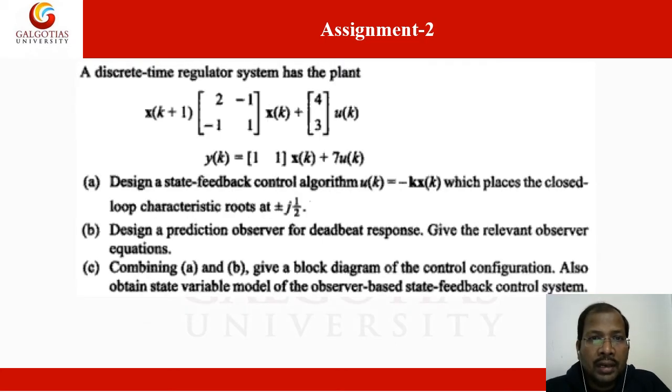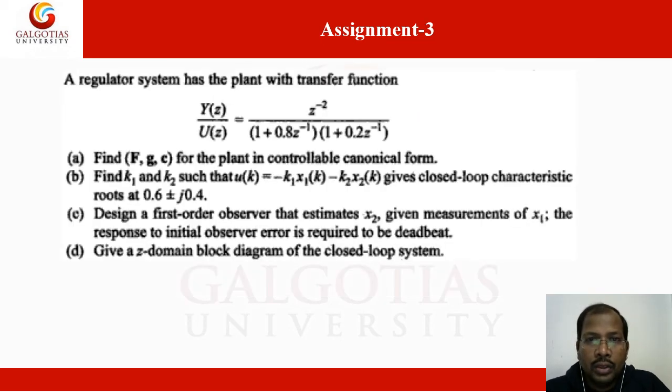And then assignment 2. In assignment 2, I have given that you also have to design a state feedback controller, then prediction observers, and then also you can go for the observer plus state feedback controller. This is assignment 3. Here you have to represent the canonical form, and calculate the deadbeat controller and observers.